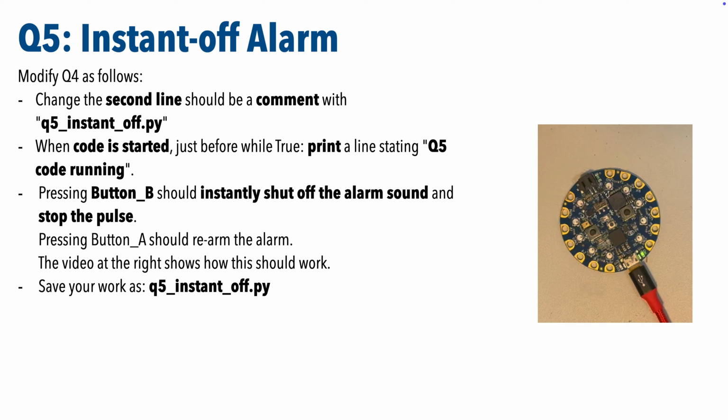And here's question 5. That's the instant off alarm. So we're going to modify what we just did with question 4, change the second line to the comment that says that this is question 5. When the code starts, we also want to make sure that we print out that code 5 is running. And when button B is pressed, we should instantly shut off the alarm this time and stop the pulse. Press A should re-arm it just as previously. And when we're done, we should save this as Q5 instant off.py. And this is how things should work.